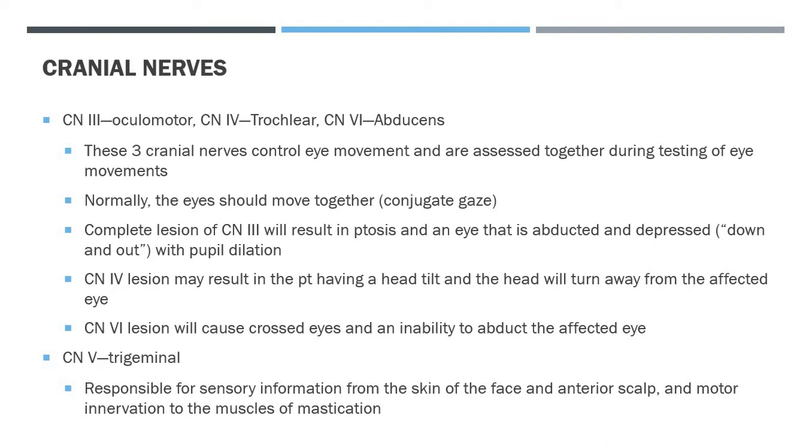With a problem with the 4th cranial nerve, the patient is going to tilt their head and turn away from the affected eye because they can't see. But with the 6th, it's going to cause their eyes to cross. Because it abducts, it moves the eye away. If you're looking to the left, it moves your left eye to the lateral portion. And you basically can't abduct the affected eye.